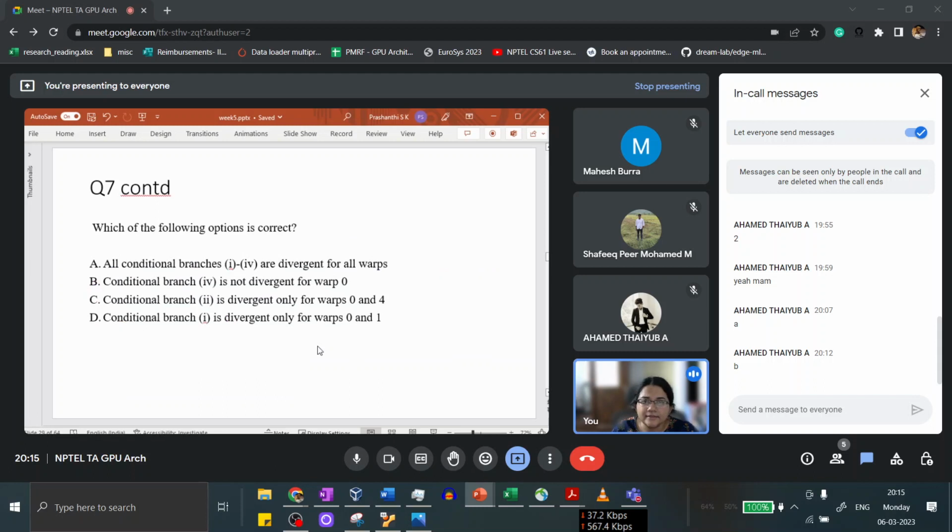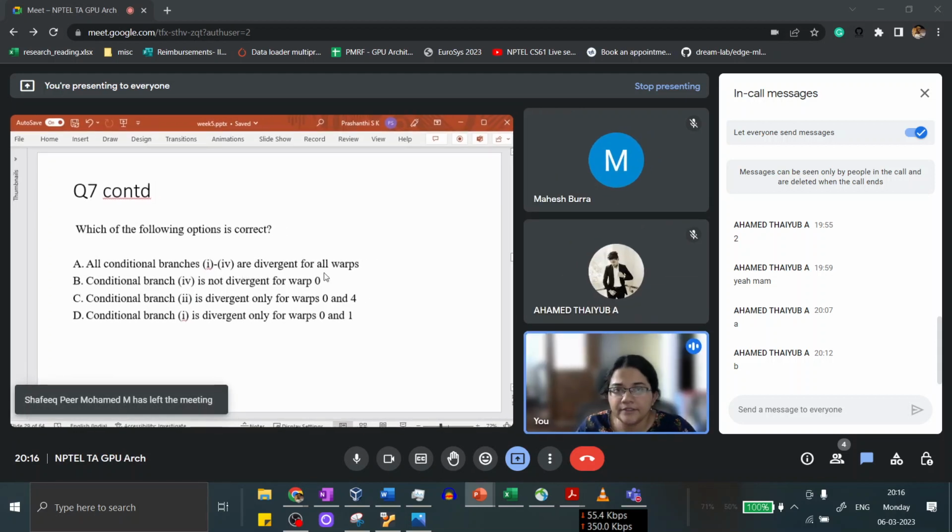Now the question is, which of the following options is correct? All conditional branches 1 to 4 are divergent for all warps. Conditional branch 4 is not divergent for warp 0. Conditional branch 2 is divergent only for warp 0 and 4. Conditional branch 1 is divergent only for warps 0 and 1.